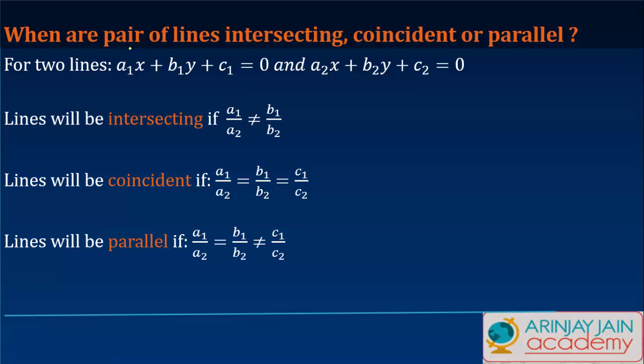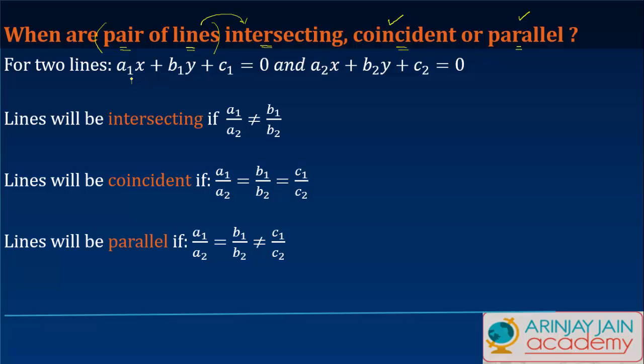Now, in this video, I'm going to tell you when a pair of lines is intersecting, coincident or parallel. So let's say, for example, you are given the equations of two lines. When would these be intersecting or coincident or parallel? Basically, in order to find out, what we need to do is this.